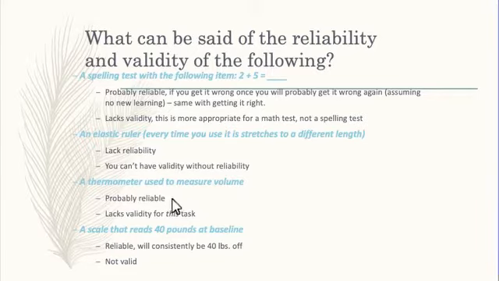A thermometer used to measure volume. Probably reliable, but it lacks validity for this task. And a scale that reads 40 pounds at baseline is reliable, will consistently be 40 pounds off, and it's not valid.